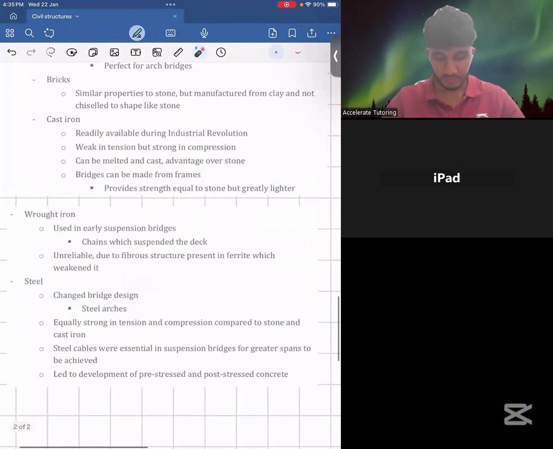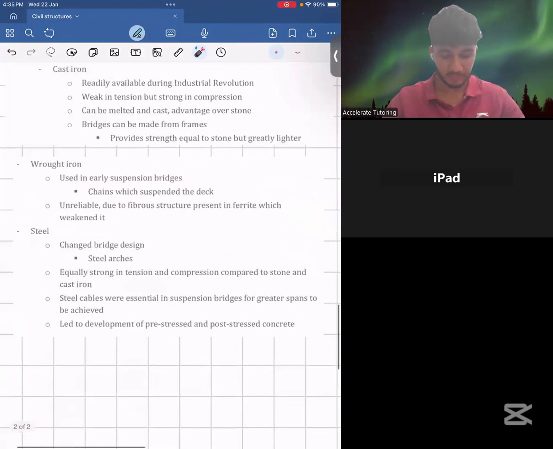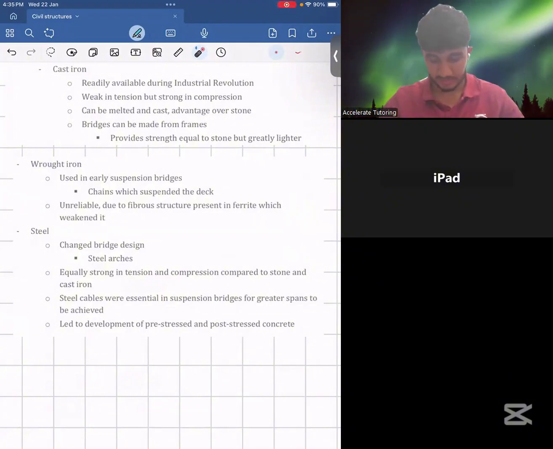Moving over to wrought iron, used in early suspension bridges, which suspended the deck. That's what the cabling was made of, wrought iron. Unreliable due to the fibrous structure present in ferrite, which weakened it. So, it was, again, not ideal. Hence, we move to steel, which changed bridge designs to steel arch bridges, equally strong in tension and compression compared to stone and cast iron. So, overall, it's a much more advanced material.